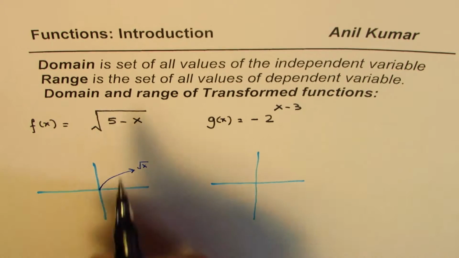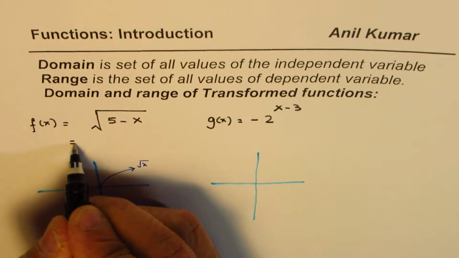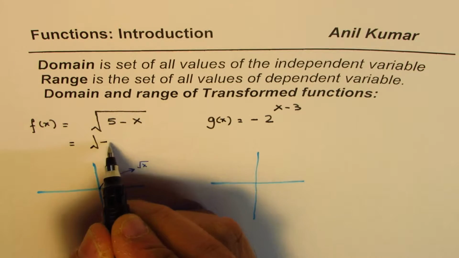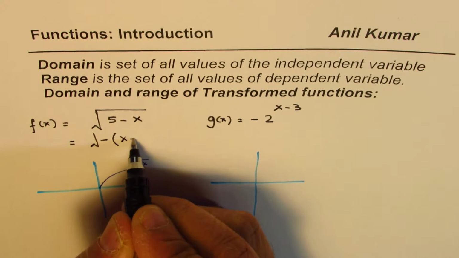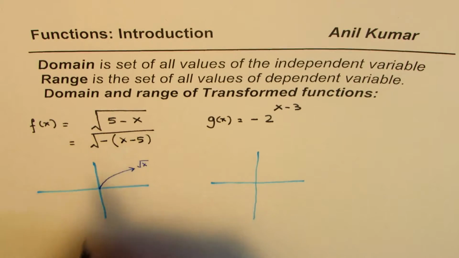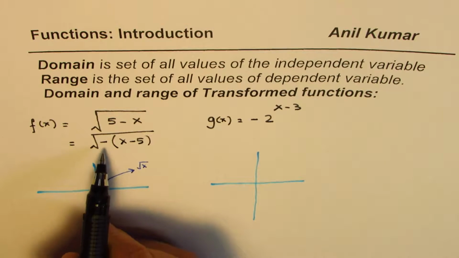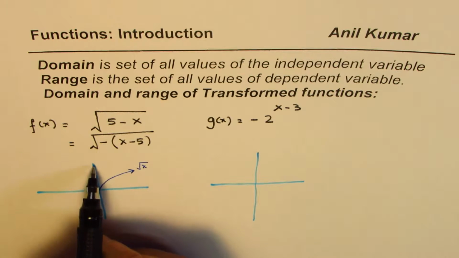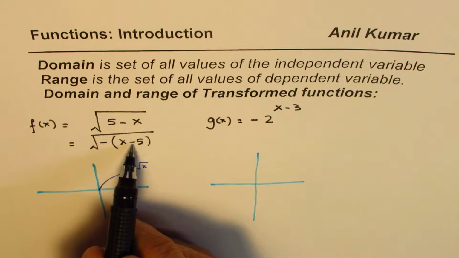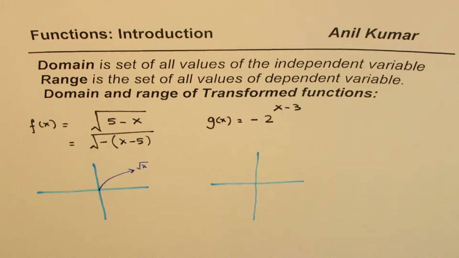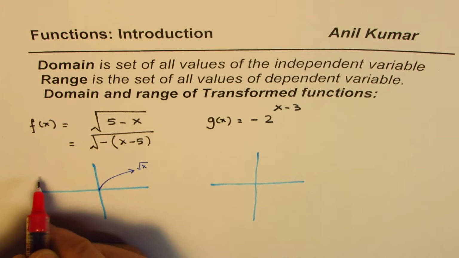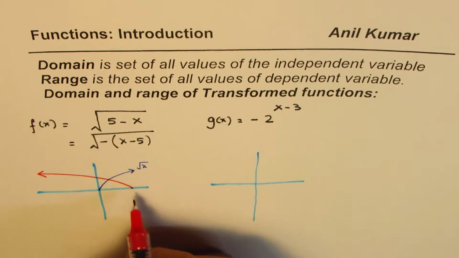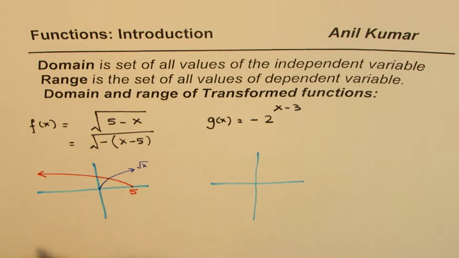It's also a good idea to rewrite this function in this form. If I take minus common, I could write this as square root of minus (x minus 5). Now this is very important, since it tells you clearly that your function is reflected horizontally on the y-axis and is translated 5 units to the right. And therefore, the resultant is kind of like this. Do you see that? So here we have 5.